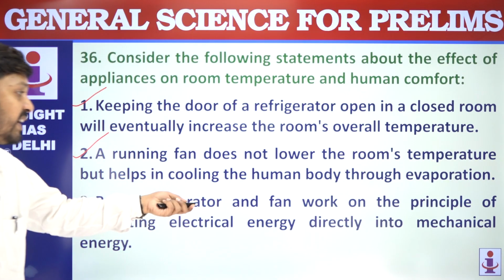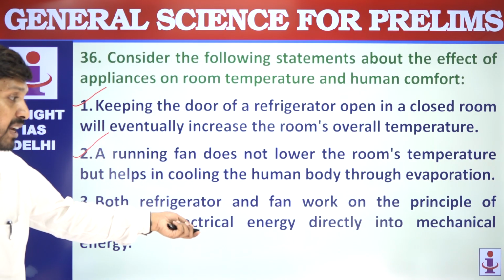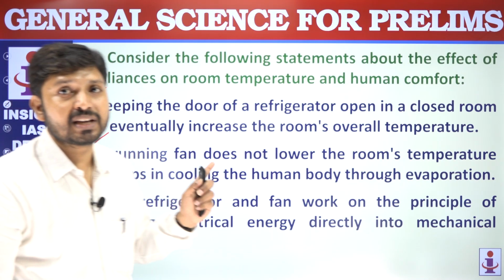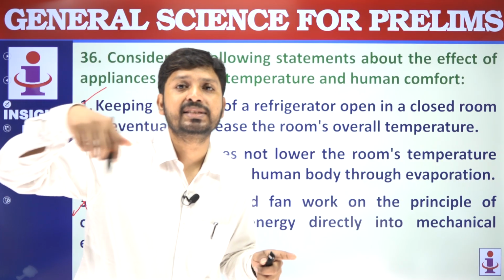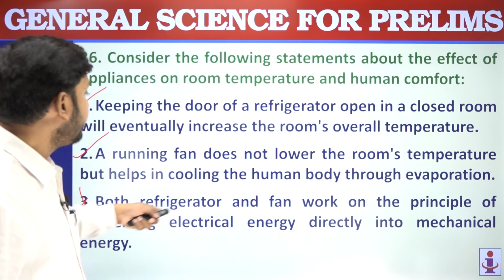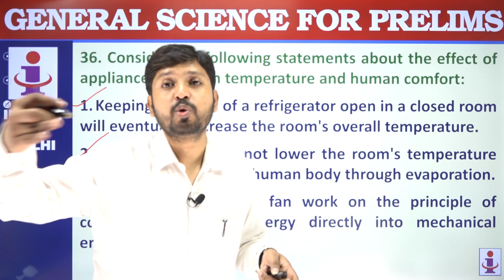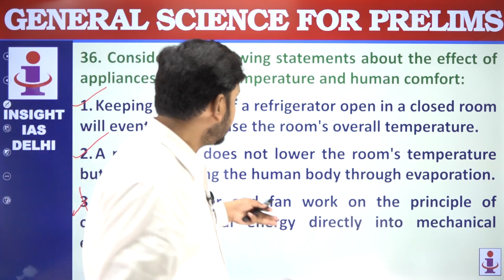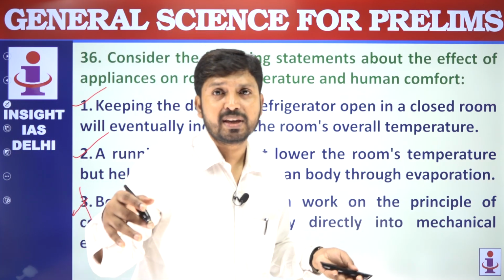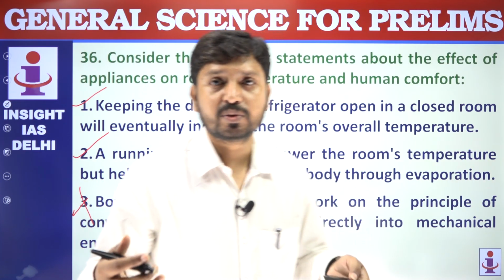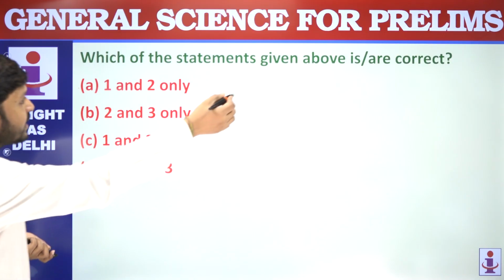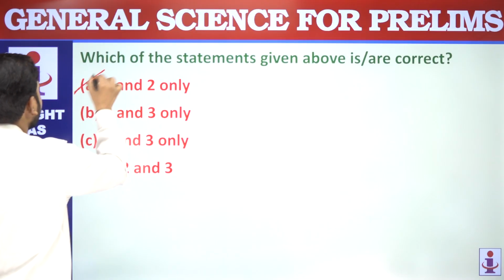Okay, so both refrigerator and fan work on the principle of converting electrical energy directly into mechanical energy. No, this is wrong, because in the case of a fan, electrical energy is converted into mechanical energy because the motor is rotating and running, right? But in the case of a fridge, it is not the case. Electrical energy is converted into a cooling phenomenon, right? So it is not combustion, it is the motor, whatever is there, that will try to cool down all these things inside the fridge. So the compressor will be there in this case. Okay, so the third statement is wrong. 1 and 2 are correct, and they are asking the correct one. So 1 and 2 are there in option A.